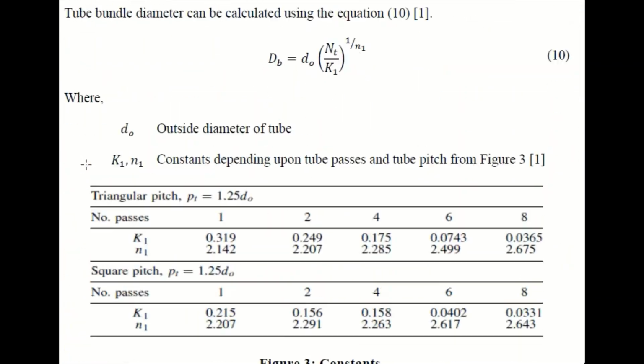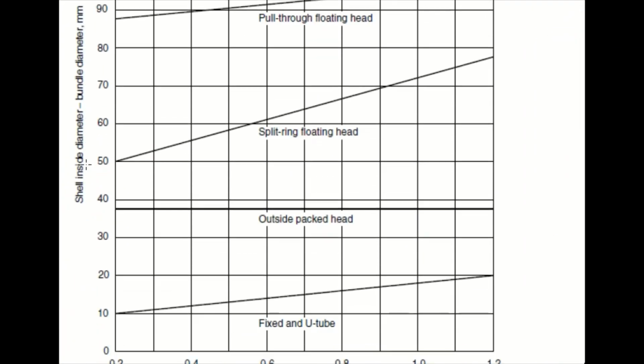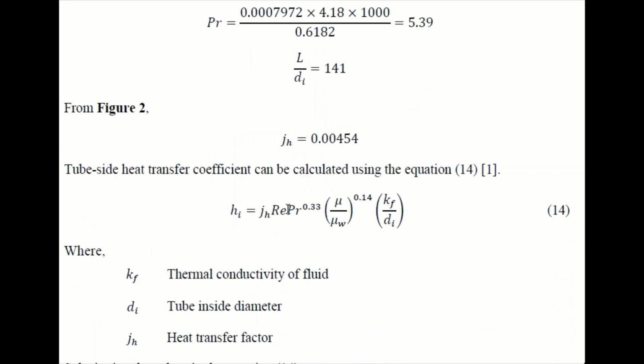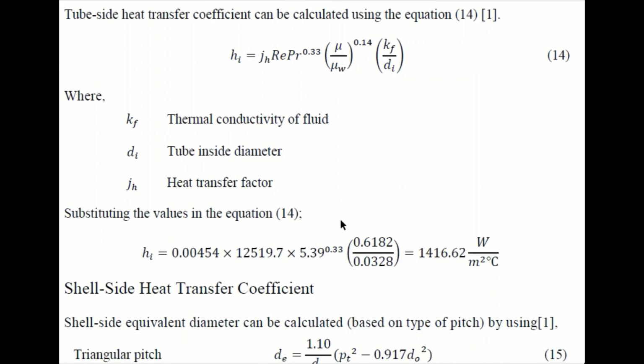Okay, so then we need to calculate the tube side heat transfer coefficient, which is given by this equation. So we previously determined JH, Reynolds number, Prandtl number, and these two are basically parameters like thermal conductivity and inside diameter. And this is viscosity correction, we can neglect that, and after substituting these values we can calculate the tube side heat transfer coefficient as 1412.62 watt per meter square into degree Celsius.